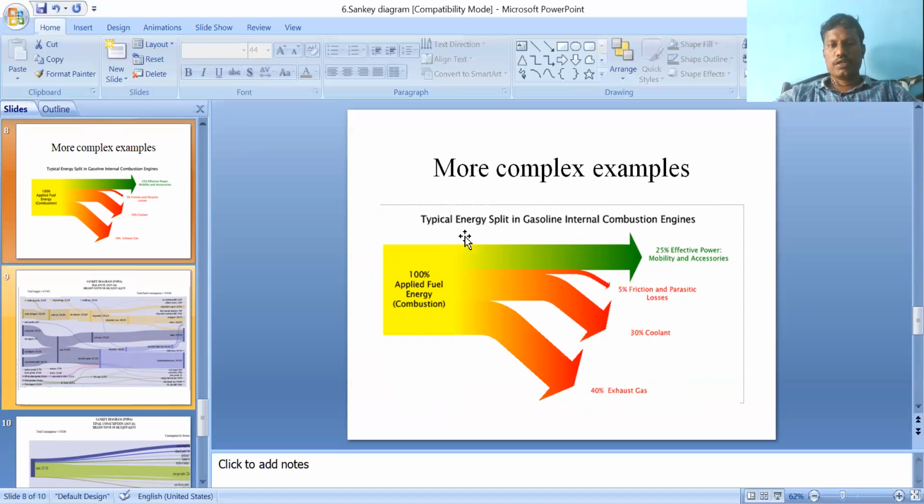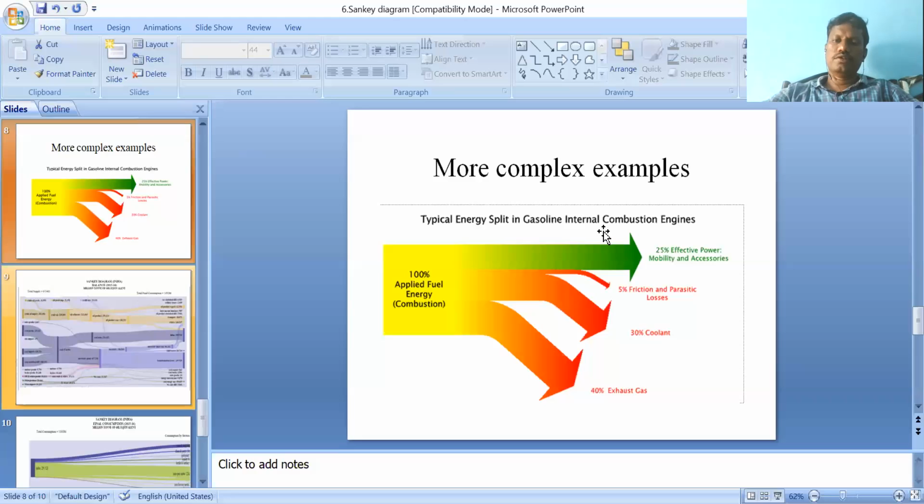Some more examples: the typical energy split in gasoline internal combustion engines. IC engines are given 100% applied fuel energy consumption. So here let us take 25% effective power, mobility and accessories, 5% friction and parasitic losses, 30% coolant, and 40% exhaust gas. So by using this Sankey diagram, we can easily identify how the percentage is shared among effective power, mobility, losses, coolant and exhaust gas in gasoline internal combustion engines.